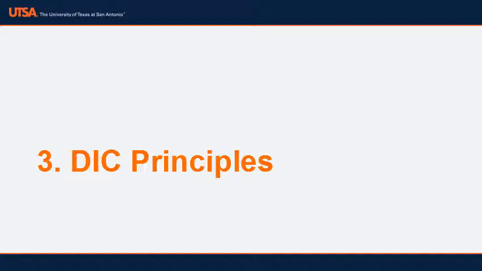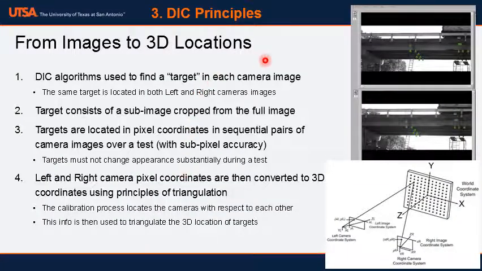So let's talk about digital image correlation principles, so you understand a little bit of how the system works, so you have a better sense of what to do and what not to do, and what is a better situation than another when you're trying to conduct a test. How do we go from images to the 3D location in space of targets? The first step is we use the DIC algorithms to find a target in each camera image. You'll have a left camera image and a right camera image, and the digital image correlation algorithms will find a target in both of them, the same one.